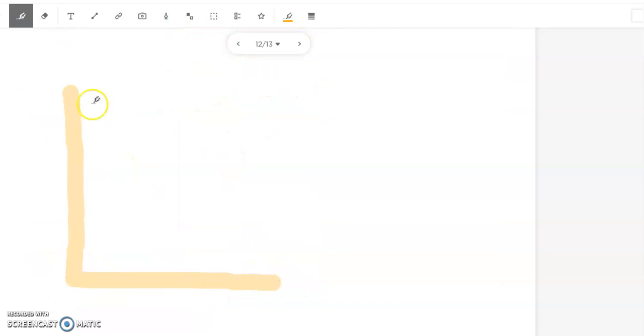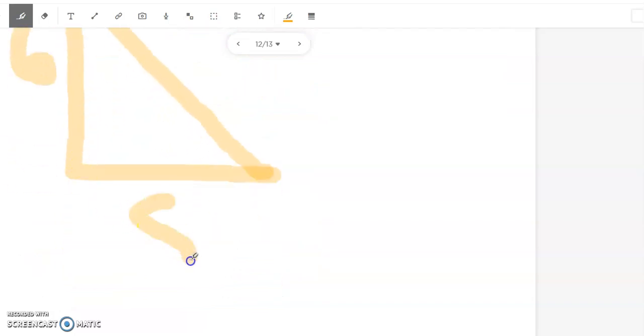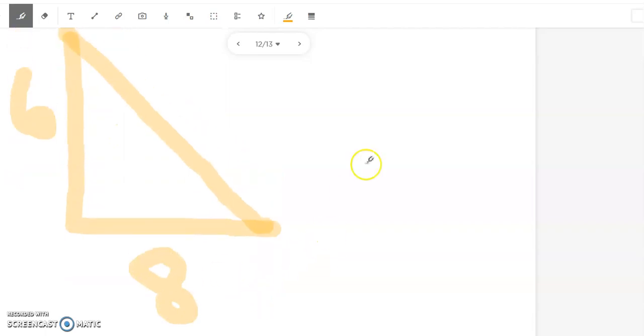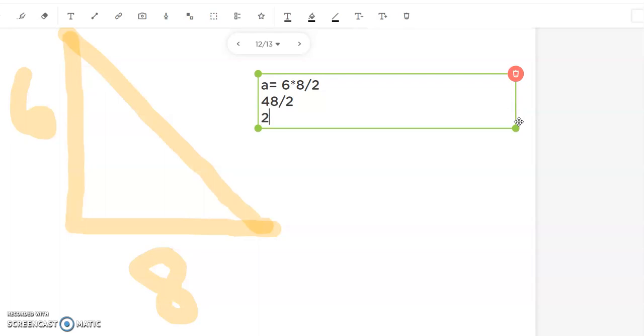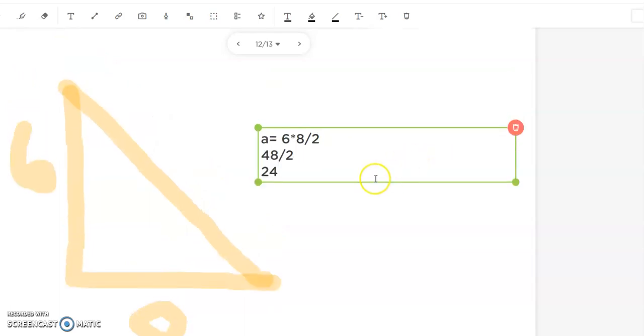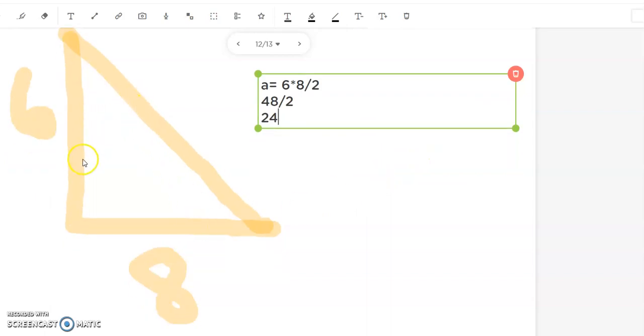Okay. So this is 6. This is 8. And if I said find the area of this triangle, you should be able to do it. So area equals 6 times 8, and then we're going to divide that by 2. So 6 times 8 is 48. 48 divided by 2 is 24. So that's all we're doing. It already gives us this right angle.